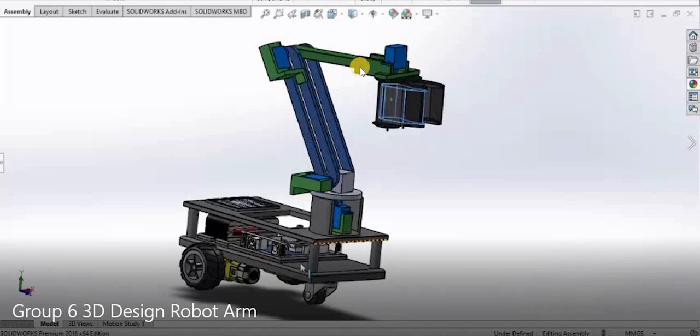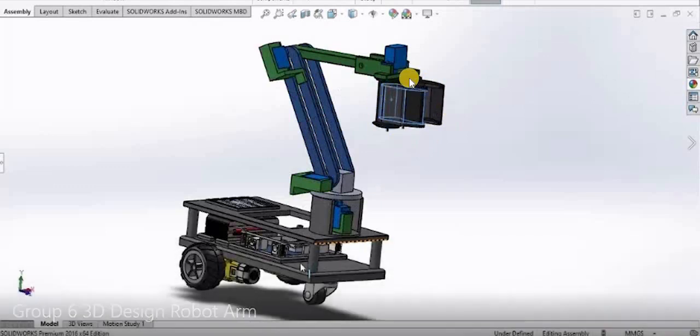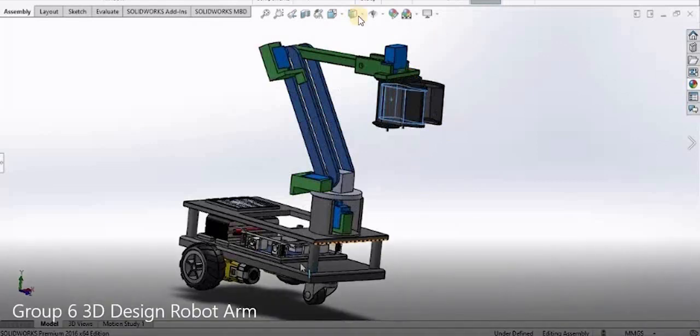The short arm is just like the longer arm, but it's more focused on moving the grabber. And the last one, which is the grabber, is to grab objects and place them in another place. So that's all for the structure and the devices that we have used on our robot arm.